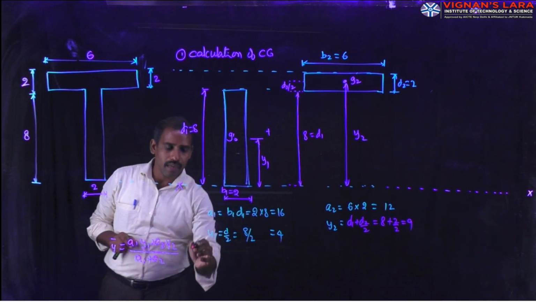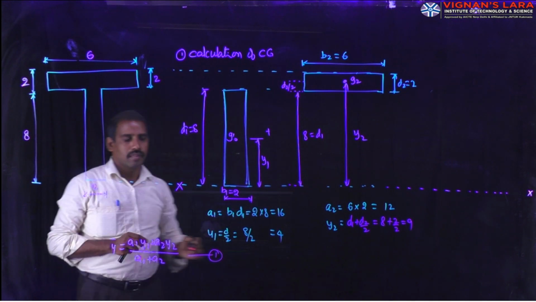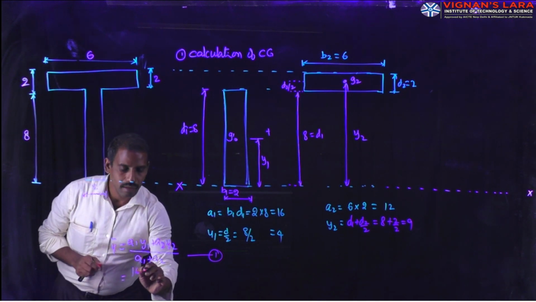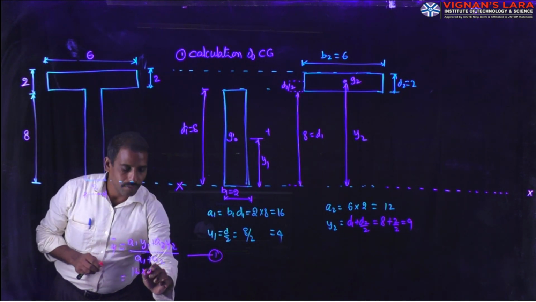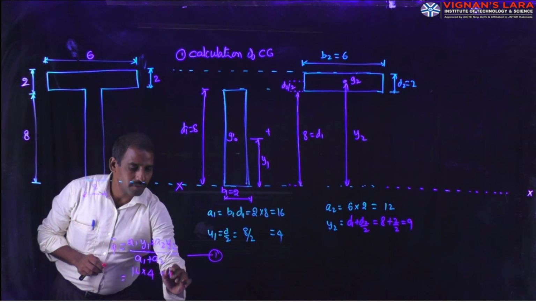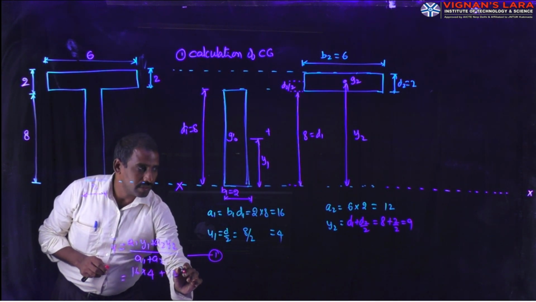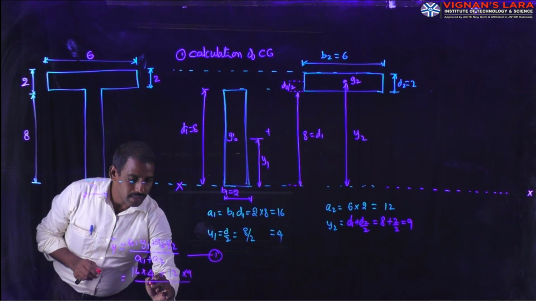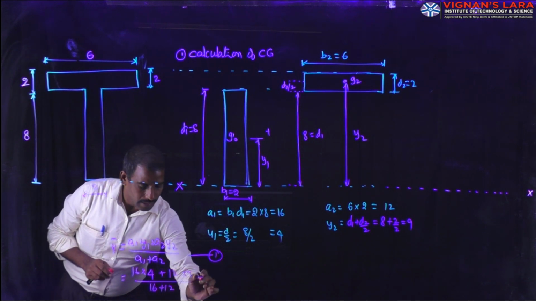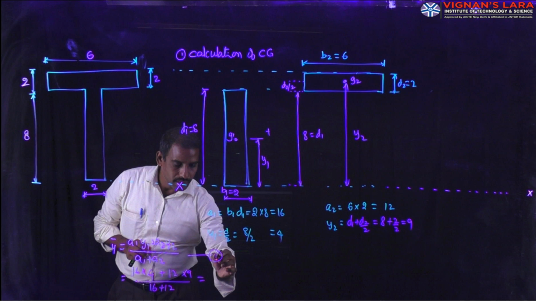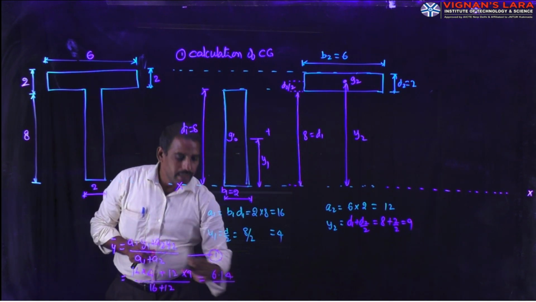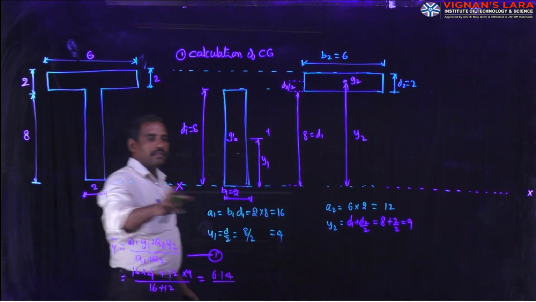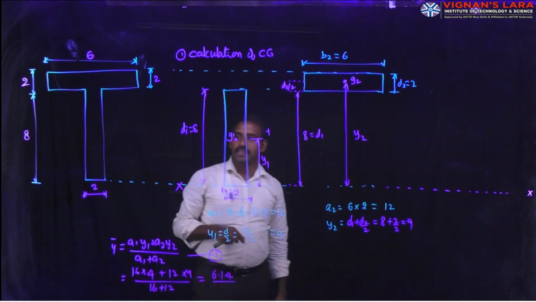Substitute all these values in equation number 1. A1 is 16 into Y1 which is 4, plus A2 which is 12 and Y2 which is 9, whole divided by A1 plus A2, that is 16 plus 12. Finally, it is equal to 6.14. It is the centroidal distance measured from the chosen x-axis at the bottom of the T section.